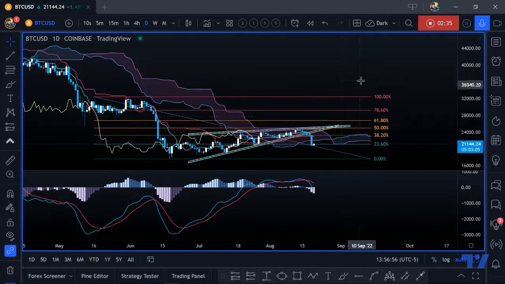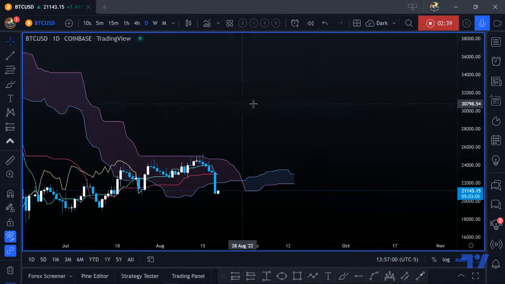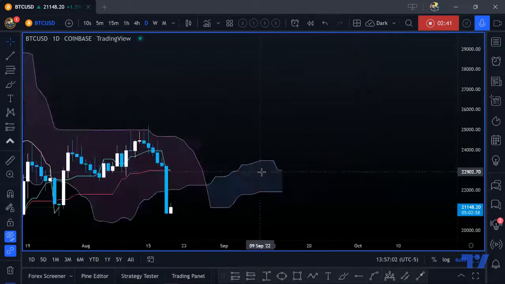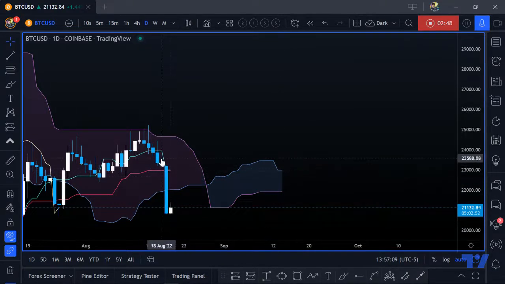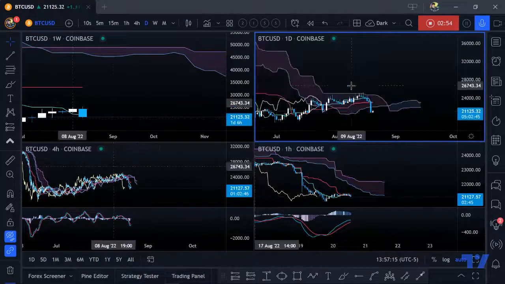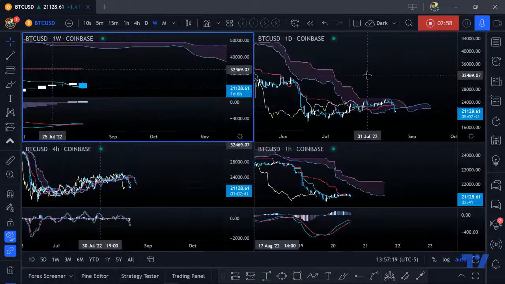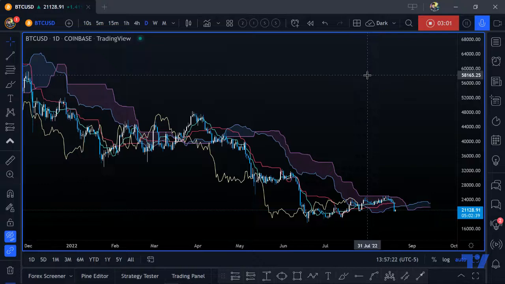And if you look at the Ichimoku elements, you can see that Senkou Span A is decreasing and we are about to see a bearish TK crossover. I'll go back to the daily time frame.